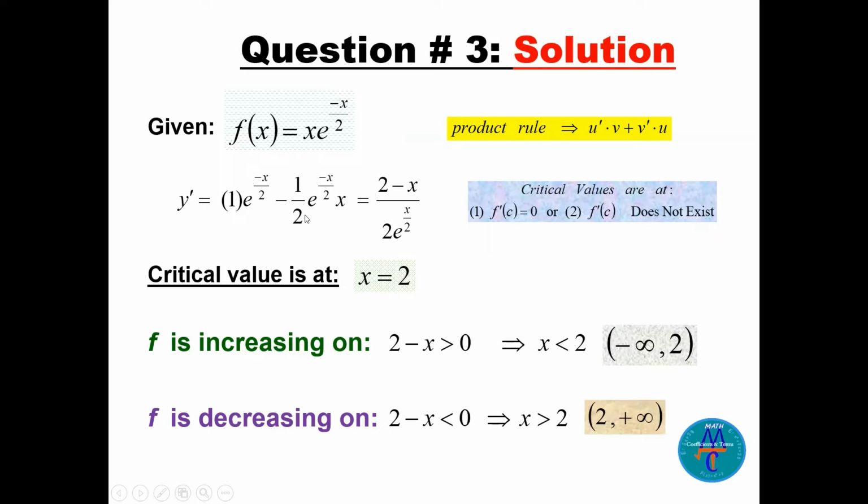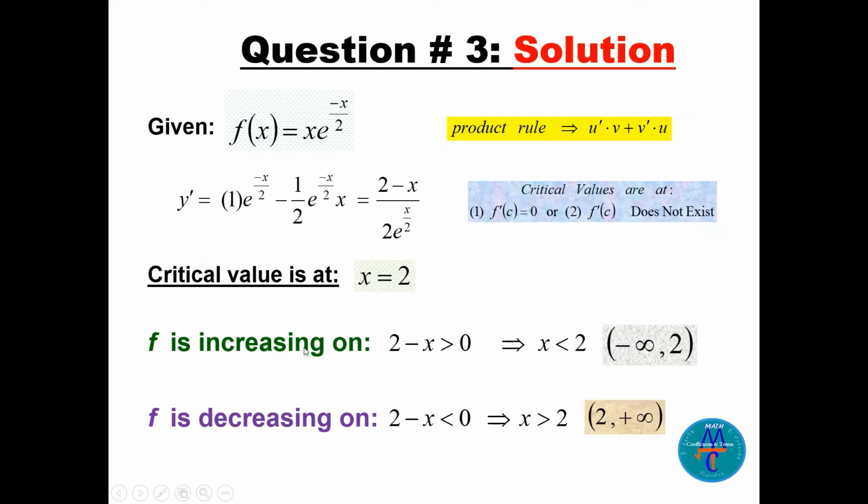There is a 2 here. Multiply here up and down by 2. Finally, you get y prime equals 2 minus x divided by 2 times e to the power x over 2. Now, the critical values here will be what will make the y prime 0, it will be x equals 2. Here we cannot have any value for x that will make the denominator 0, which would make f prime not exist. No values for the x there. So we only have x equals 2.